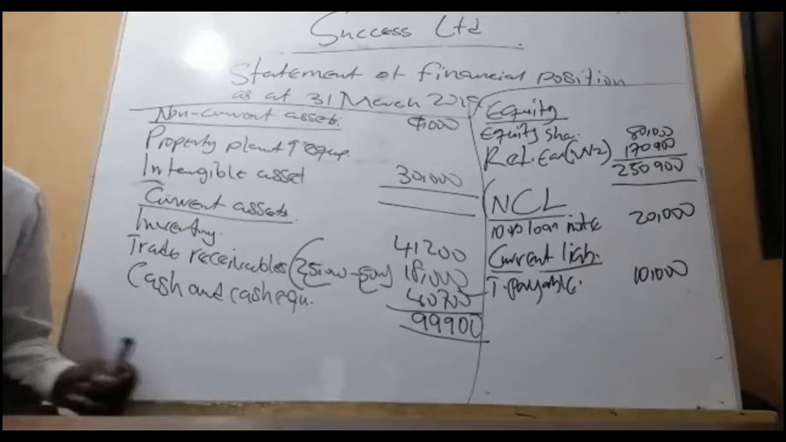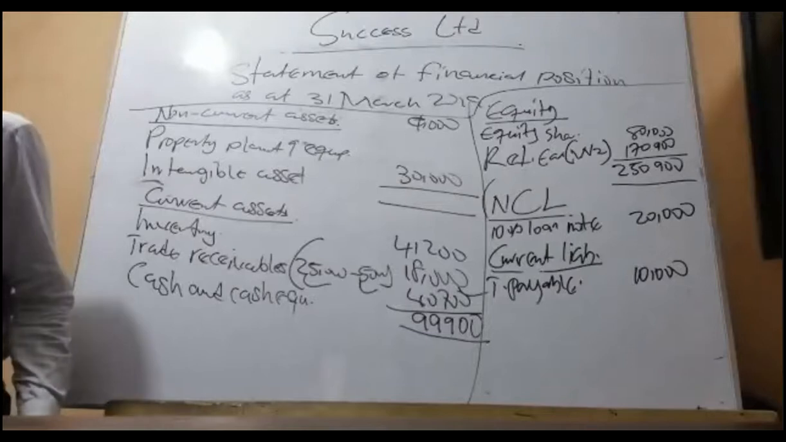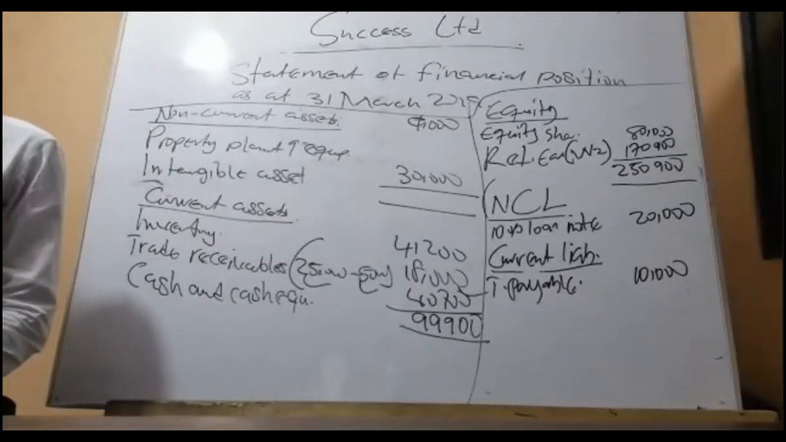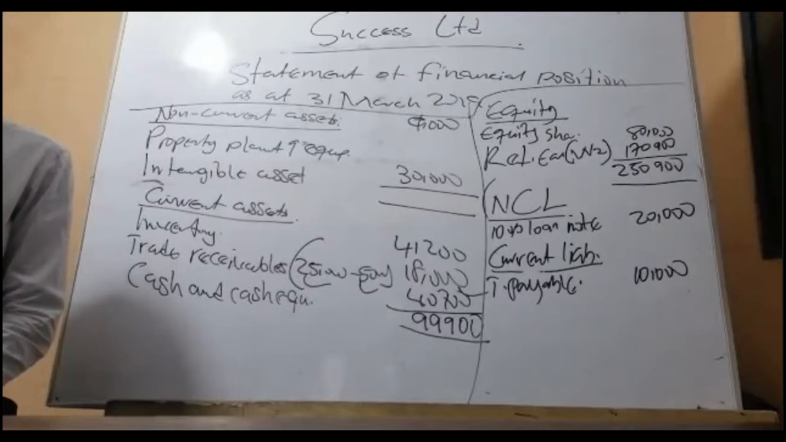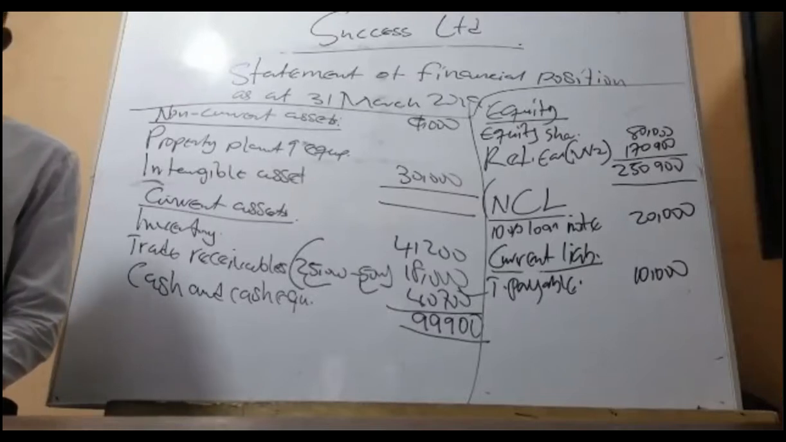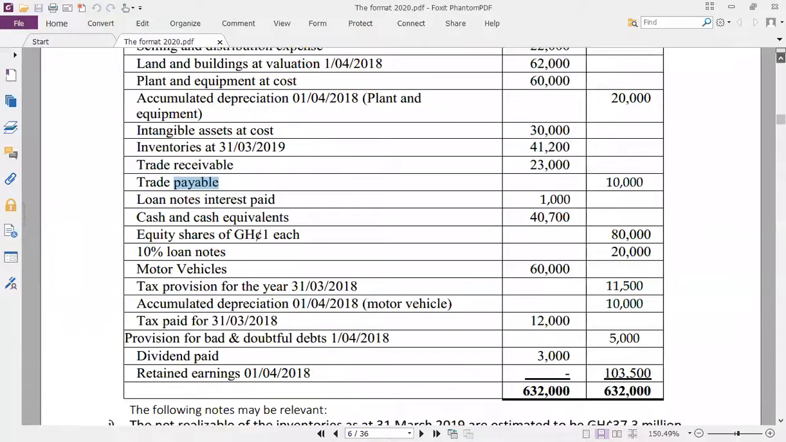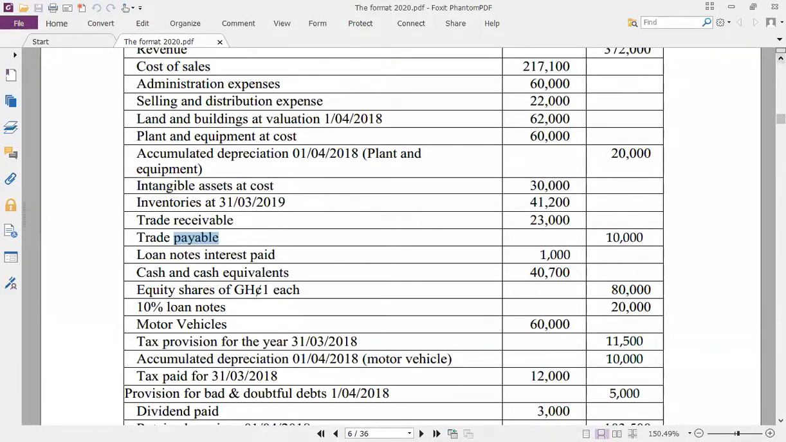The person that gets it correct will be the accounting cracker of the night. Is there any other current liability aside the trade payable of the 10,000? The person that will get it correct will be what? The accounting cracker of the night. Friends online.